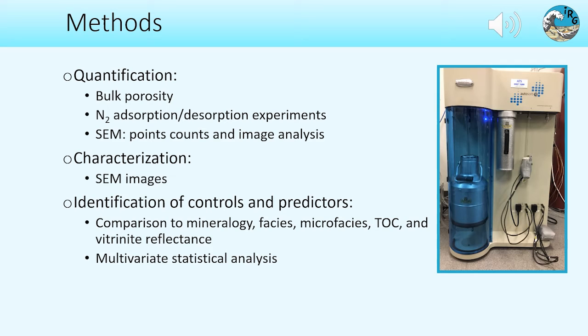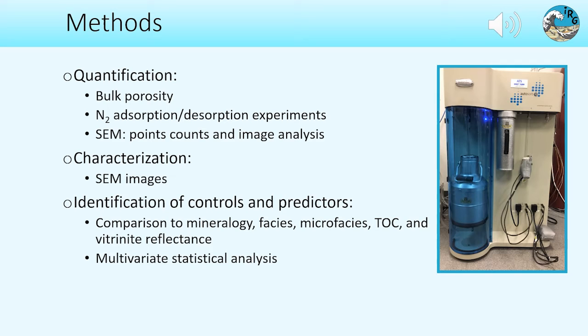We also performed nitrogen gas adsorption experiments on 4 samples, which gives information about maximum pore size. These experiments were also used to determine pore volume and pore size distribution for pores with a radius larger than about 1 nanometer. And then for these same samples, we captured scanning electron microscope images and used point counting and image analysis to quantify the number of different pore types present in each sample.